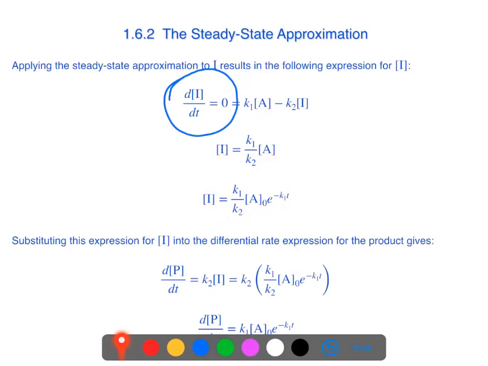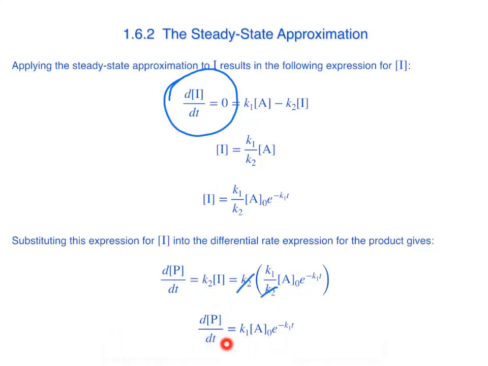Now, finally, we can take the concentration of I and substitute that into the differential rate expression for the rate of product formation, which was k2[I]. We carry out the substitution. We see we have cancellation of the rate constants k2, and we see that the rate of product formation is going to be equal to k1[A]0 e^(-k1t).